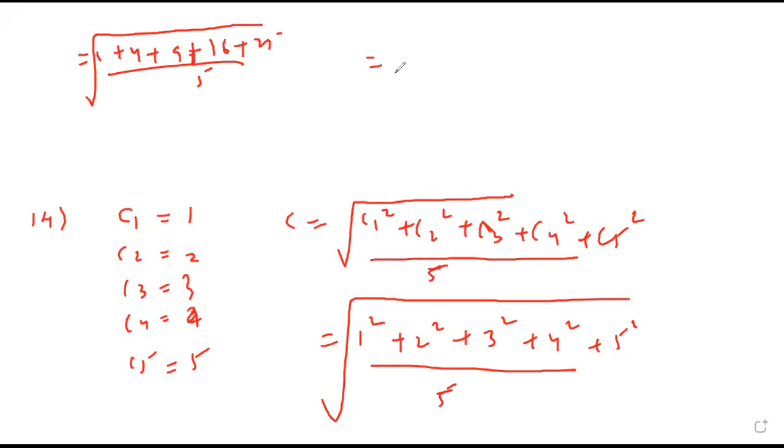That is equal to root of 5 and 9, 14. 14 and 16 will become 30. So it is 55 upon 5, which is root of 11. Root 11 is in the options.